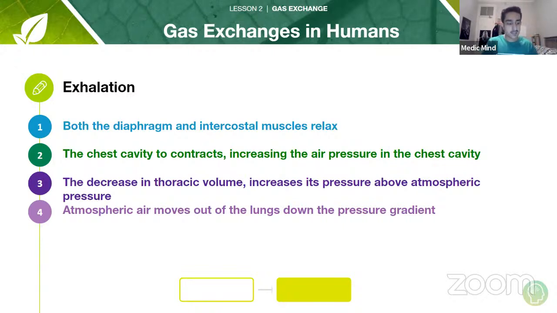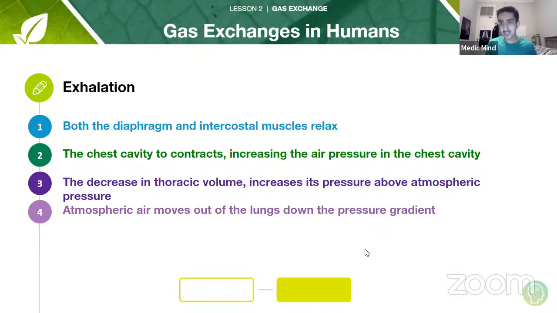And so in exhalation, both the diaphragm and intercostal muscles relax. The chest cavity contracts, which increases the air pressure in the chest cavity. There is a decrease in thoracic volume and an increase in thoracic pressure above atmospheric pressure. Air moves out of the lungs. That all follows our basic principles.